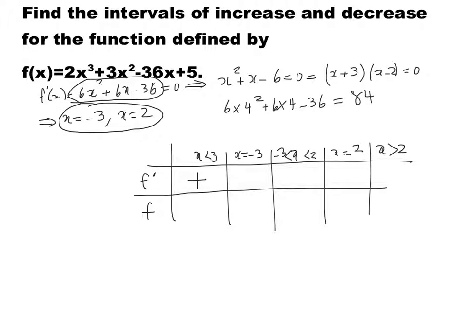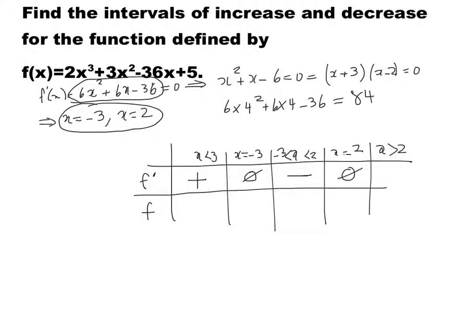When x is negative 3, we know that f prime is 0. Between negative 3 and 2, let's pick a number like 0, a simple one. So I get 6 times 0 squared is 0, plus 6 times 0 is 0, minus 36. So it's going to be a negative number. When x is 2, I know it's a 0, so it's going to become 0.